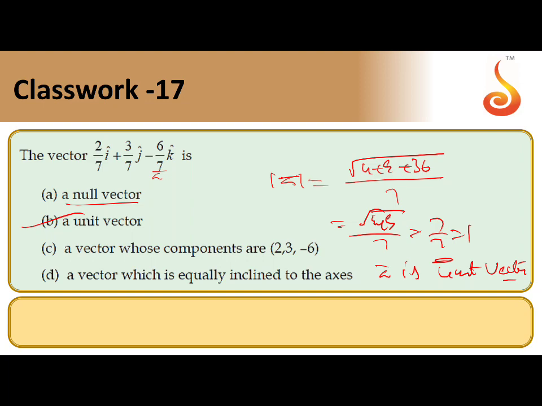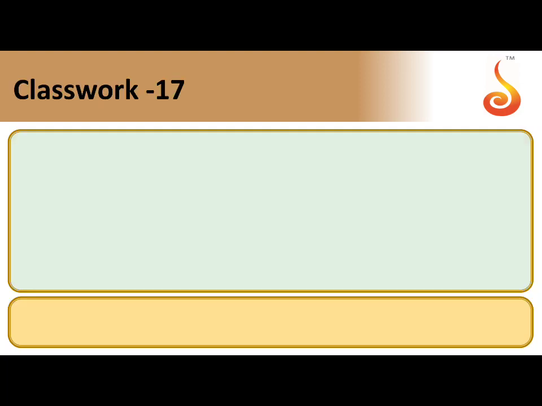Root 49 is 7 by 7. The answer is the unit vector. So check the answer. Option B is the right answer.